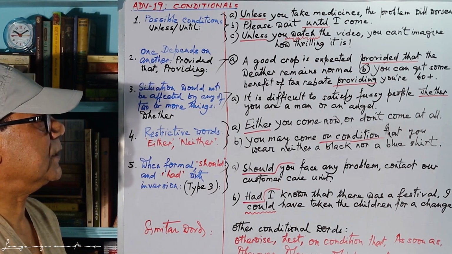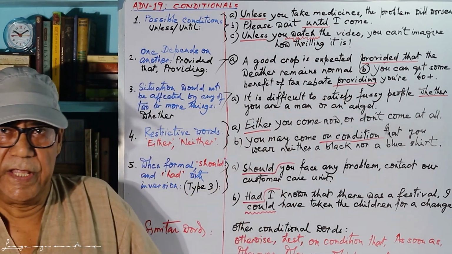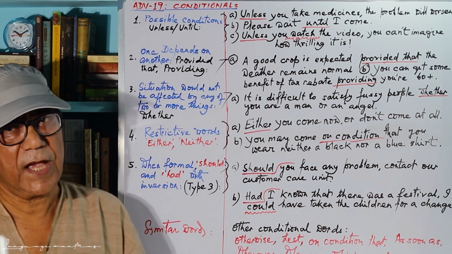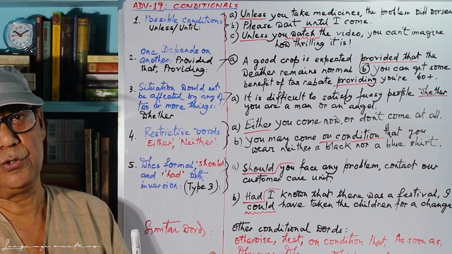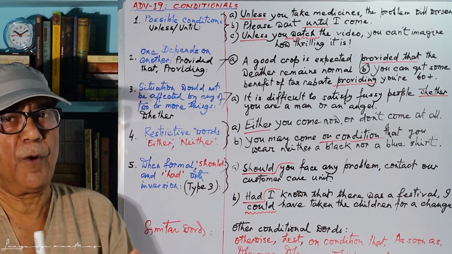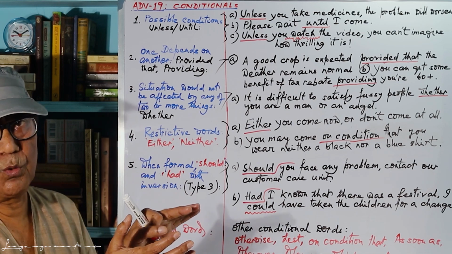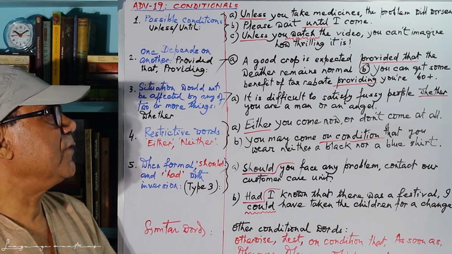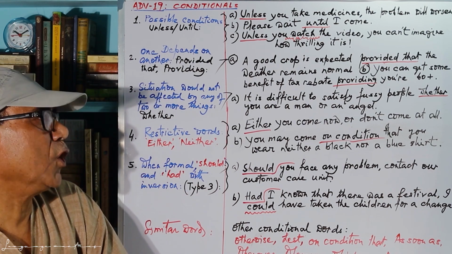A good crop is expected provided that the weather remains normal. If the weather remains normal, a good crop is expected. Both sides are simple present, and there is some truth also, so it comes very close to type 0. But so far as a good crop is concerned, there are many other conditions. So we don't try to match this one with type 0. Keep it different.